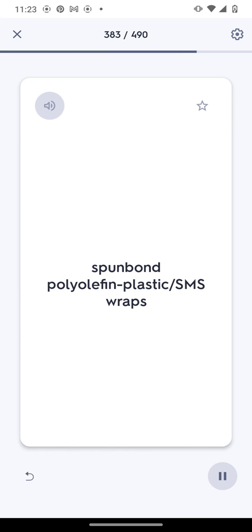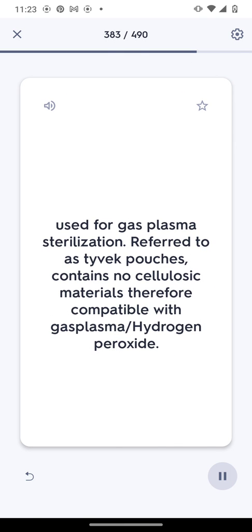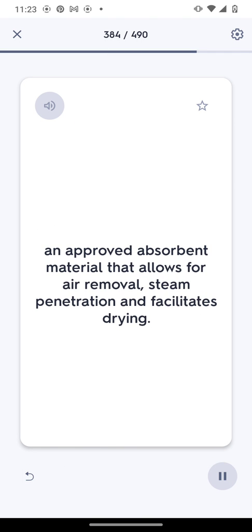Spunbond polyolefin plastic, SMS wraps. Used for gas plasma sterilization, referred to as Tyvek pouches, contains no cellulosic material, therefore compatible with gas plasma hydrogen peroxide. Wicking material: unapproved absorbent material that allows for air removal, steam penetration and facilitates drying.